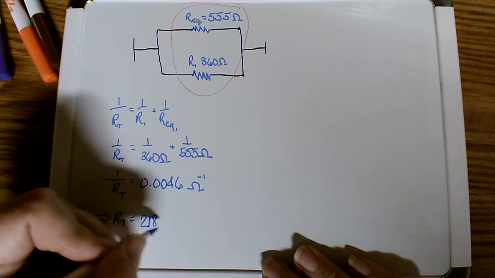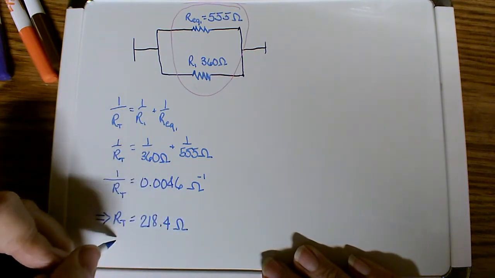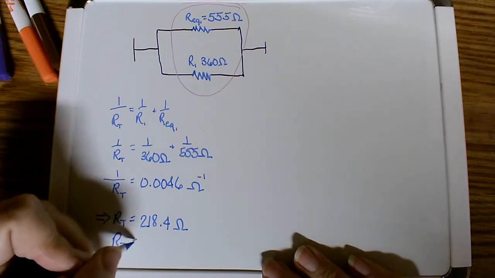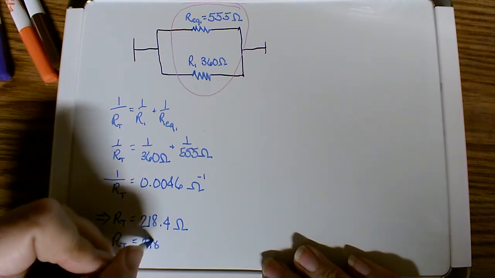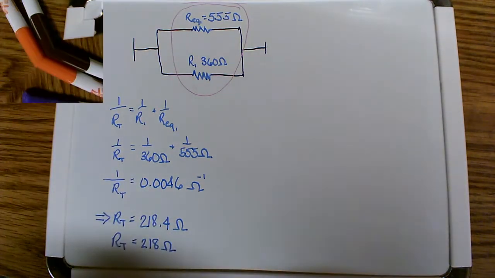0.0046 per ohm. Now, in order to get RT, I have to take the inverse of that. So we get that RT is equal to 218.4 ohms. And because of significant figures, I only want 3, so I'm going to use 218 ohms.